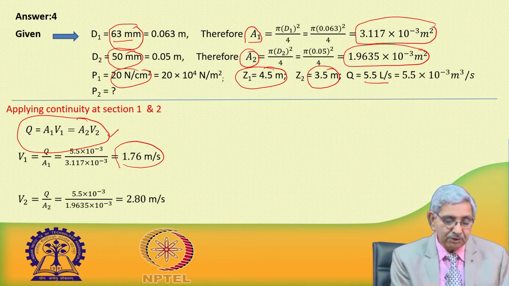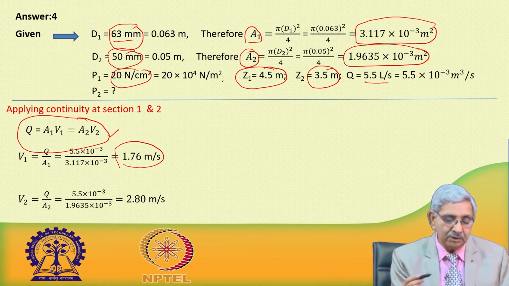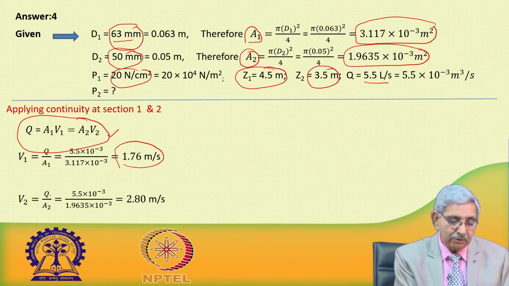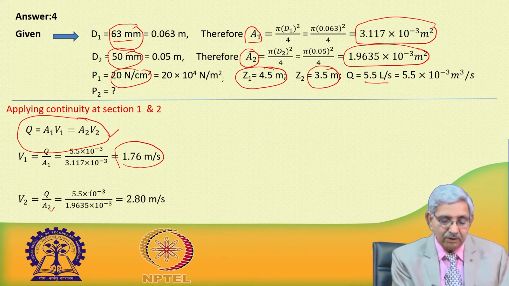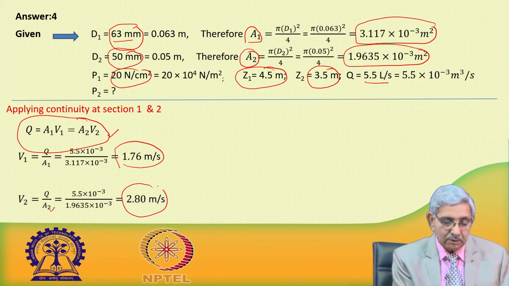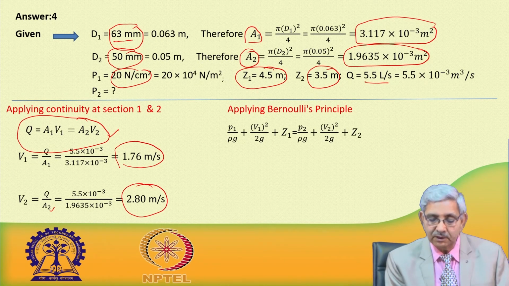Similarly, we are substituting the Q. The velocity at section 2 can be obtained by using the continuity equation. Q is known to us, and A2 is known to us. So, we substitute these values and we get the velocity in section 2 as 2.8 meter per second.